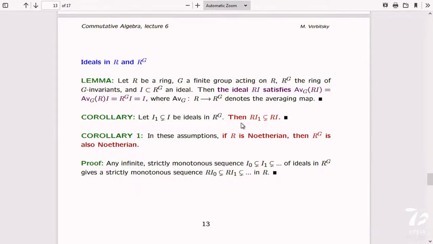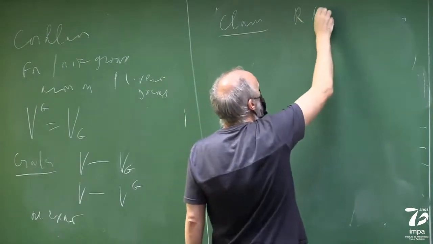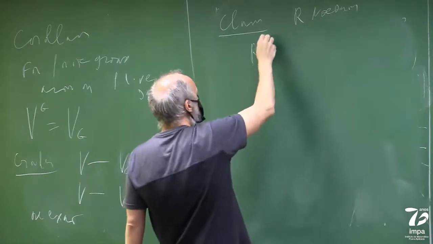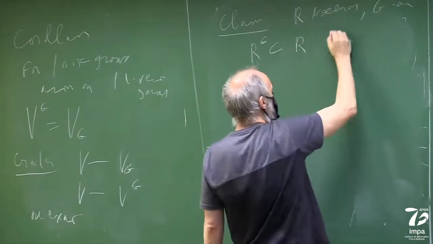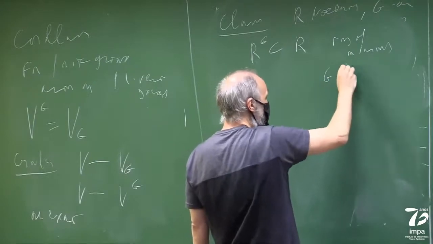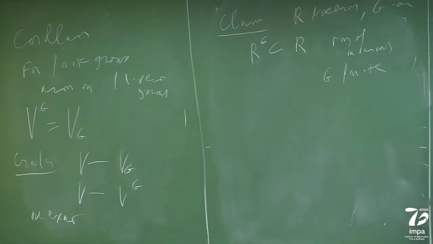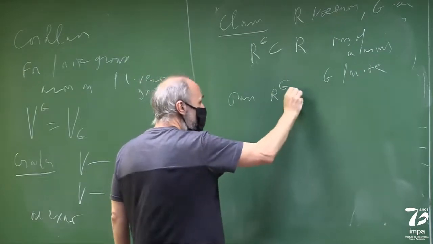Okay, so I am going to tell you this theorem of Emmy Noether. First, I will do Noetherianity. So claim. Suppose you have R Noetherian, and you have R^G inside of R. It's the invariant ring, a ring of invariants. And of course you have averaging, so G is finite. I think you can't avoid using averaging in this result. Then R^G is also Noetherian.